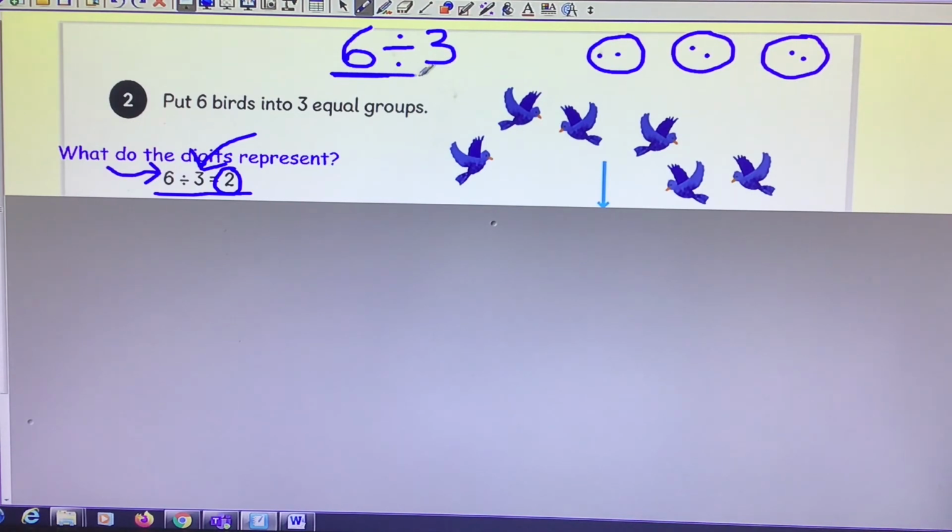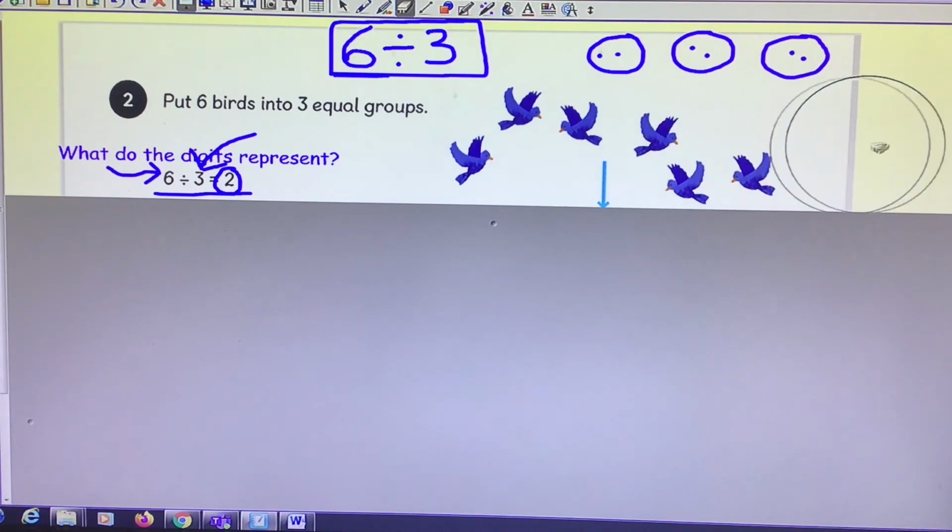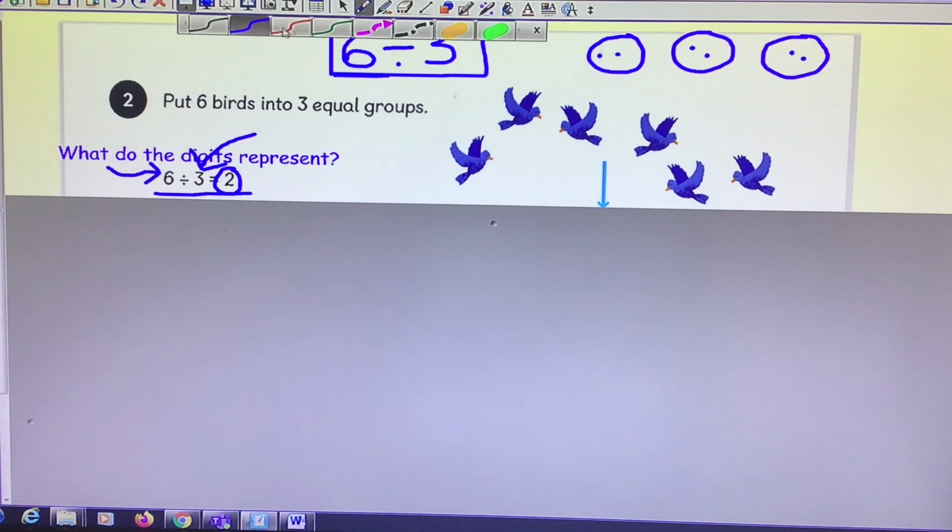So you can see that there are 2 different ways of answering this equation. We can either put the birds into groups of 3, like we did earlier. There they are, the groups of 3. And we find that there are 2 groups. Or we can put the whole, the 6 birds, into 3 separate equal groups, as I have done here. 1 group, 2 groups, 3 groups.